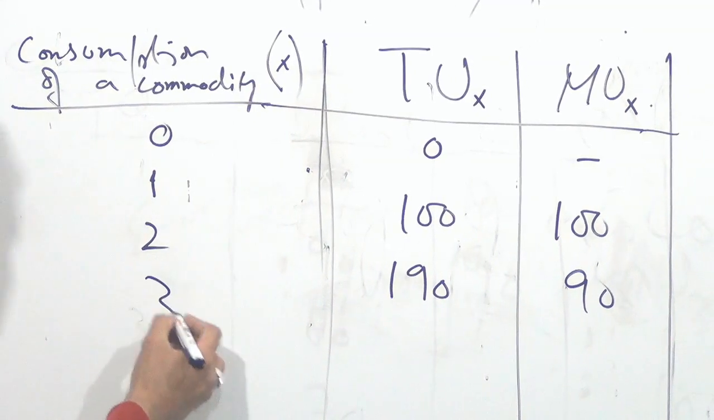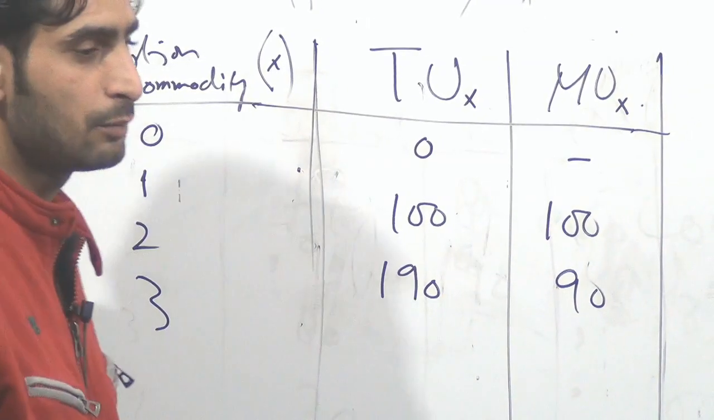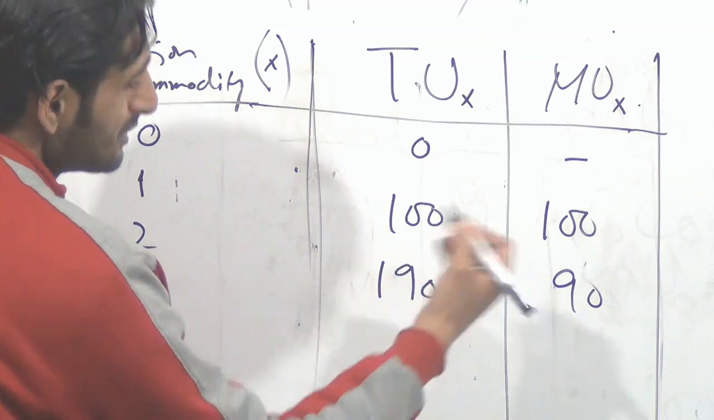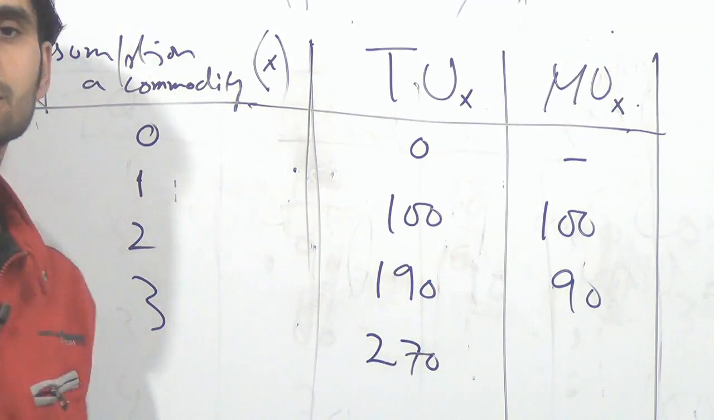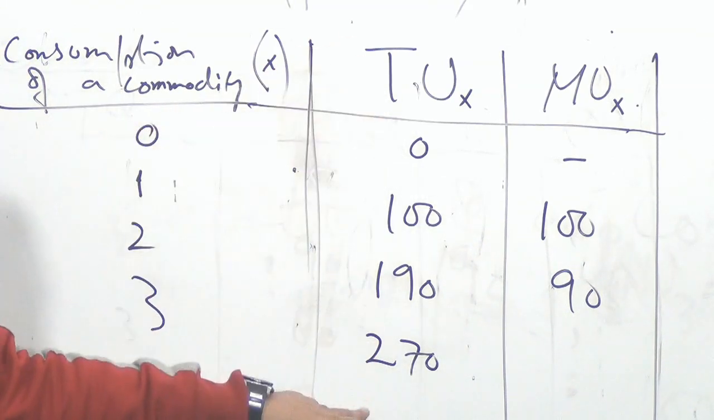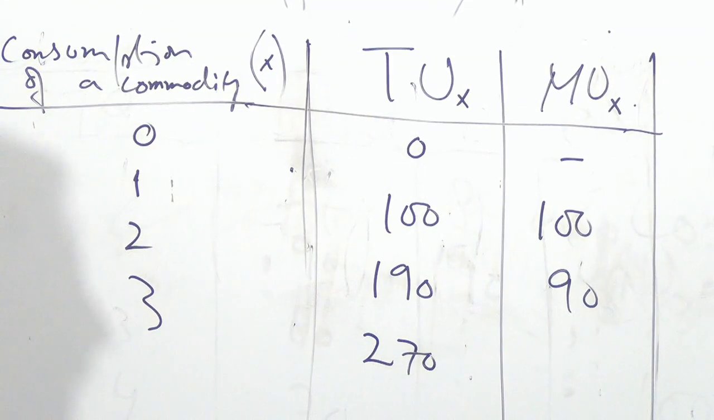When I talk about the third unit, it will impart me some more, say 80 utils. When I add 80 utils to 190 utils, the total utility is 270 utils.